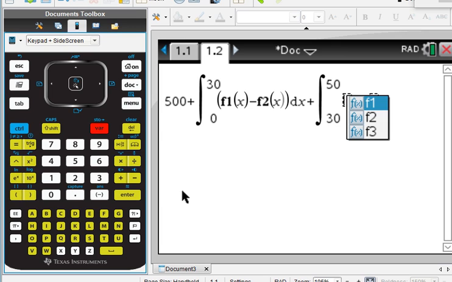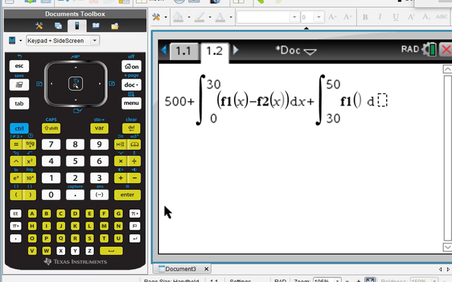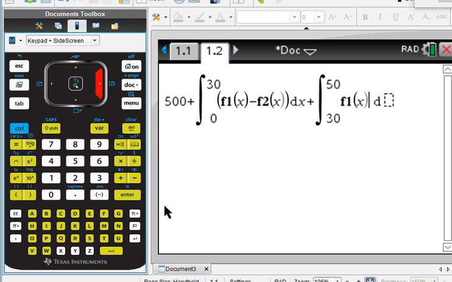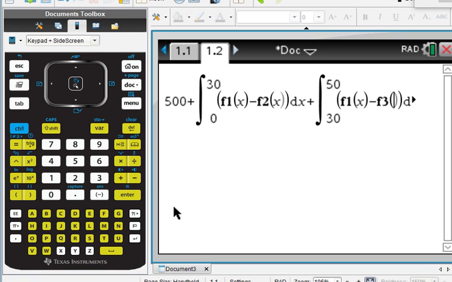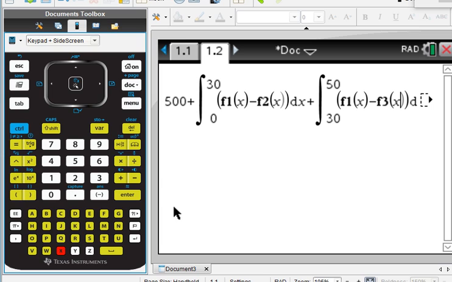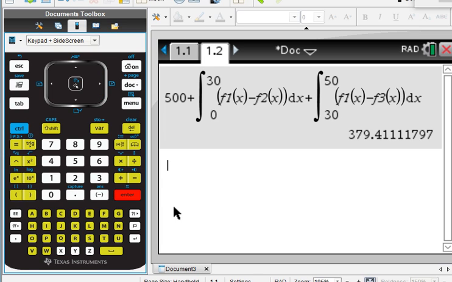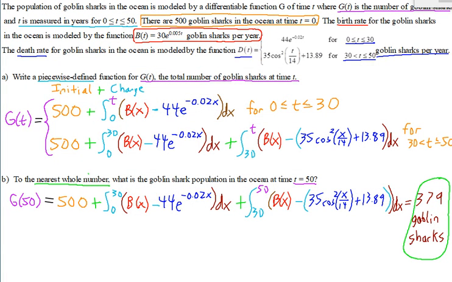And then this one is f1 of x minus, this time f3, the second part of d of t, dx, and we get the same answer. All right, now let's take a look at part C.